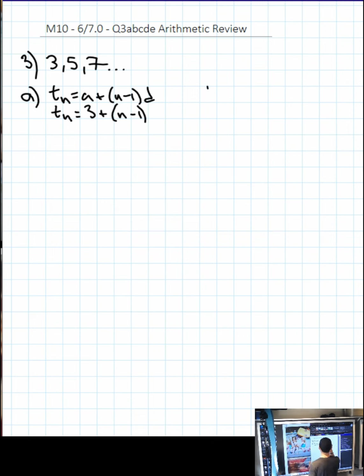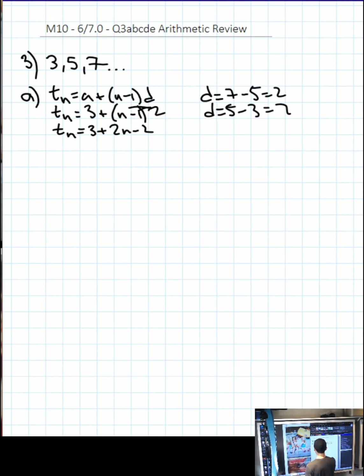Let's find d twice. d equals 7 minus 5 equals 2. d equals 5 minus 3 equals 2. Therefore, d is 2. Therefore, Tn is equal to 3 plus, if I distribute backwards, 2n minus 2. And if I clean it up, Tn equals 2n plus 1. Circle your answer. That is called the general term.